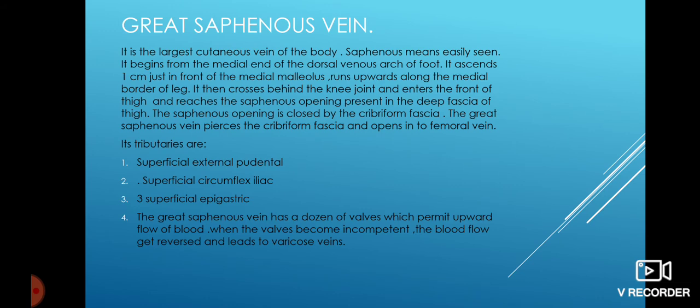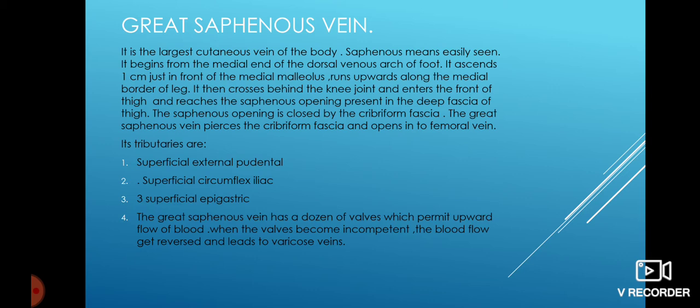Next vein is the cephalic vein. In the upper limb, we could see the basilic vein, cephalic vein, and median cubital vein. In the lower limb, the great saphenous vein. The great saphenous vein is the largest cutaneous vein of the body. Saphenous means easily seen. It begins from the medial end of the dorsal venous arch of the foot.